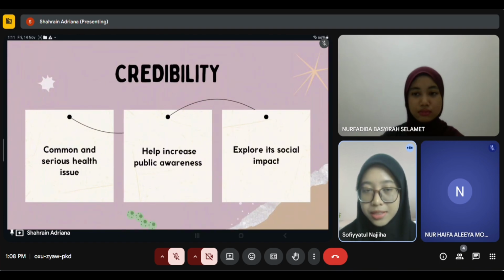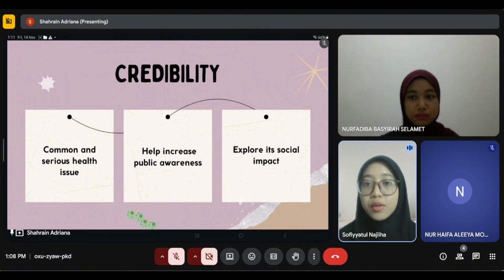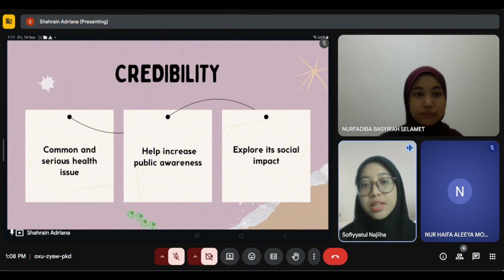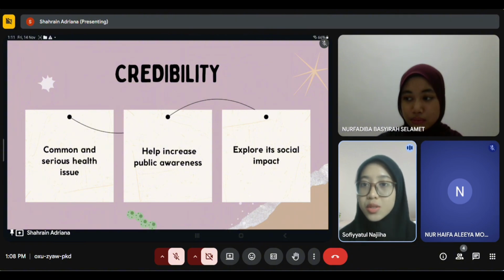For the credibility, we choose this topic, which is dengue, because dengue is a serious health problem that affects many Malaysians every year. By learning about it, we can increase the public awareness about the dangers of dengue and we can understand how it affects the people's daily life. This topic also helps us to explore the social impacts of dengue and why prevention and early action are so important.